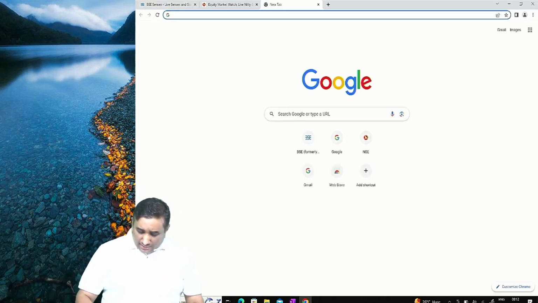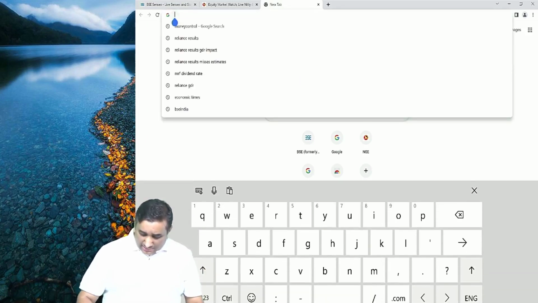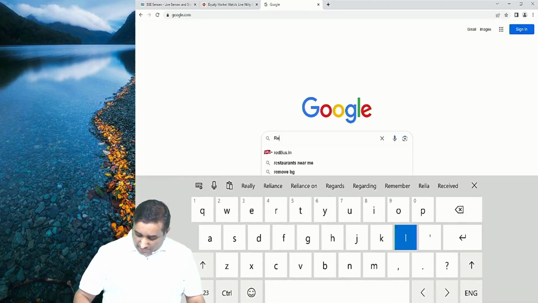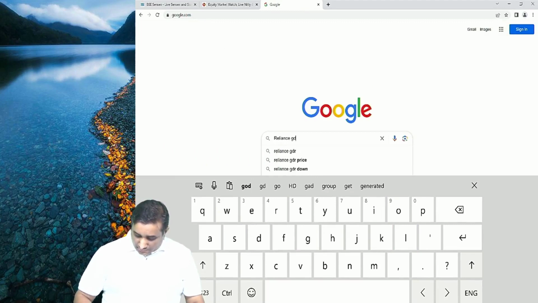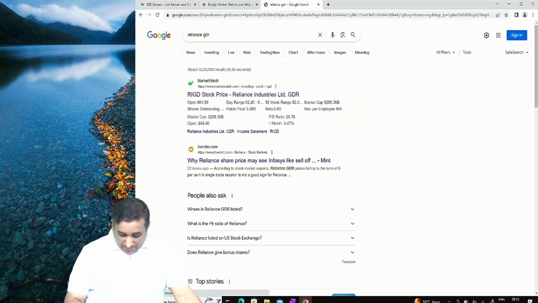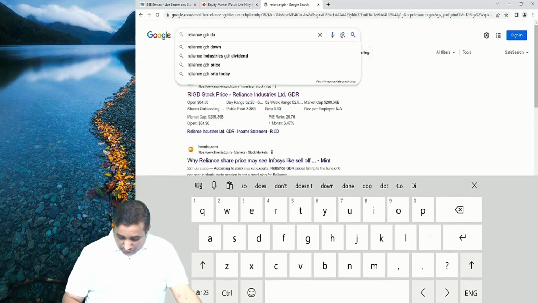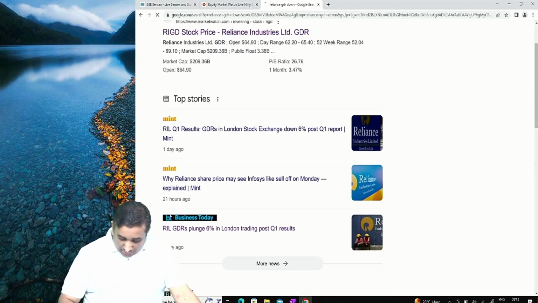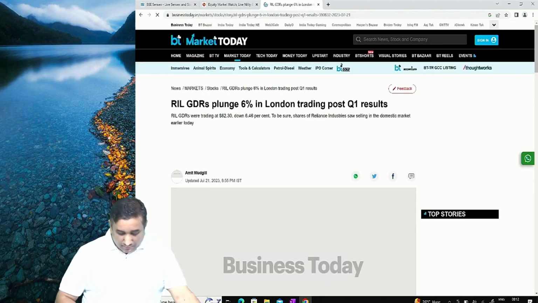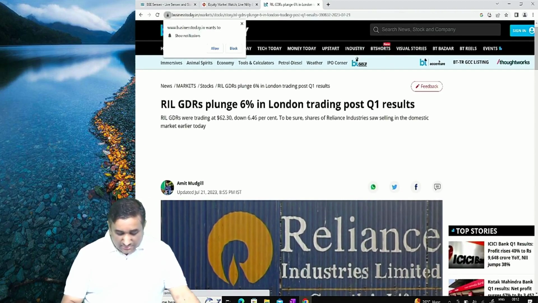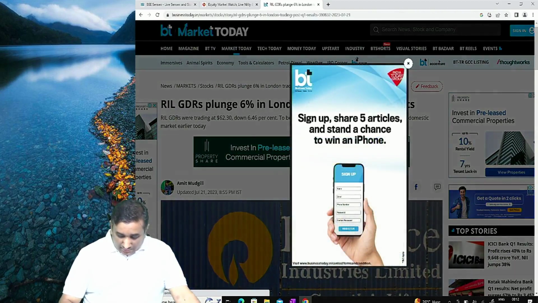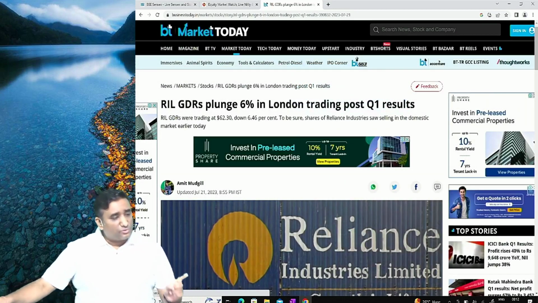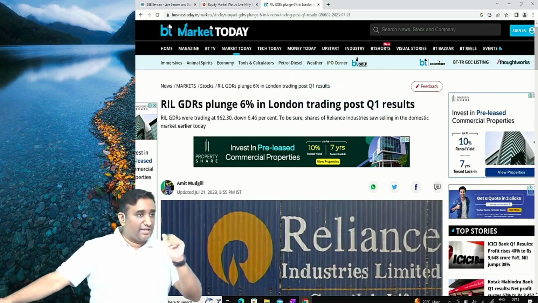Now, what happened was, Reliance has a GDR listed. You know what is GDR? GDR is Global Depository. RIL GDR plunged 6% in the London trading post Q1 results. Can you see that line? That means our market was closed when the result came out. It came out around 5:36 Friday evening.